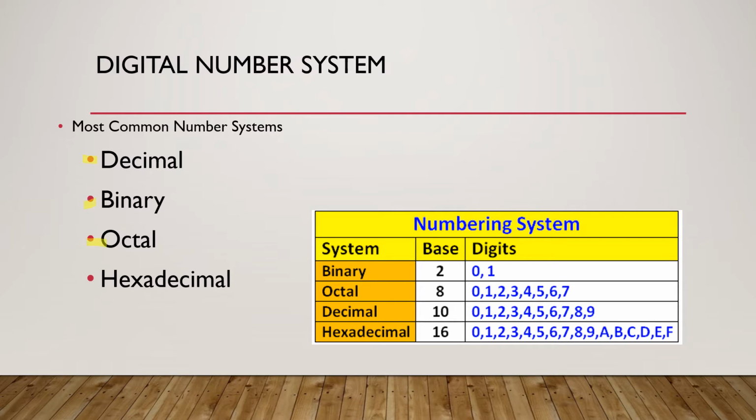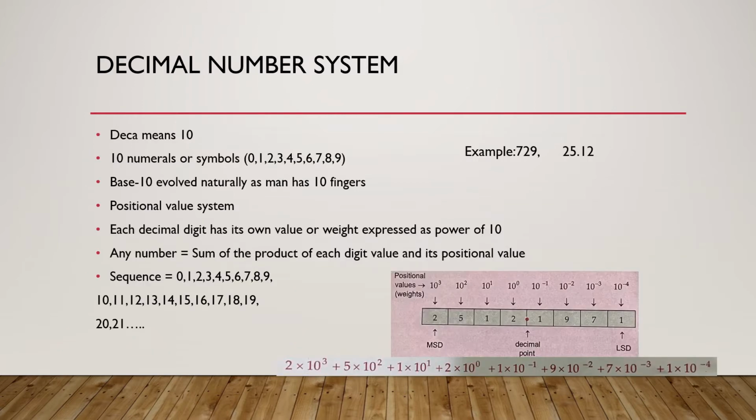The decimal system uses 10 symbols 0 till 9. The binary uses 2 symbols 0 and 1. Octal uses 8 symbols 0 to 7. And hexadecimal uses 16 symbols 0 to 9 followed by capital A till F. First, we will have a look at the decimal number system.